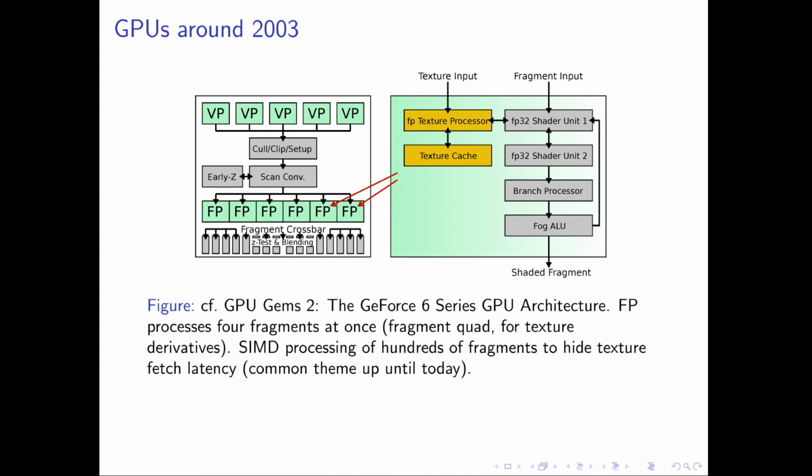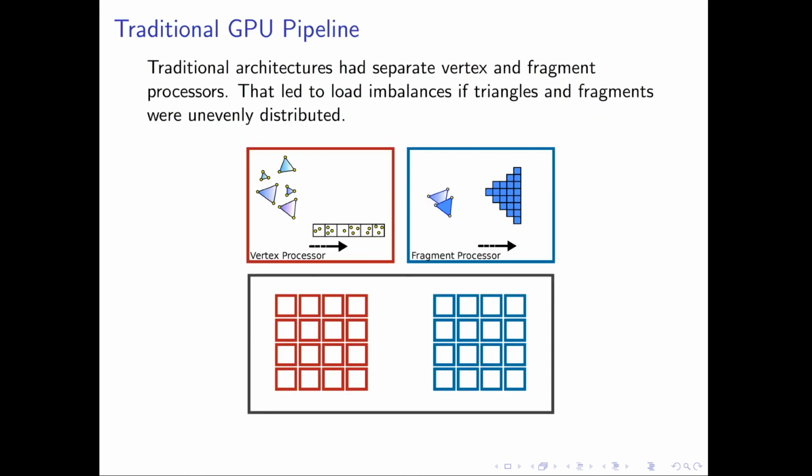And the design was already pretty much centered around hiding texture access latency. When those fragment processors access image textures, they would hide the relatively high latency from that and would at the same time perform computations. So those units were actually designed to hide floating point operations behind texture fetches, which is a common theme up until today. In those particular designs, this leads to load imbalances.